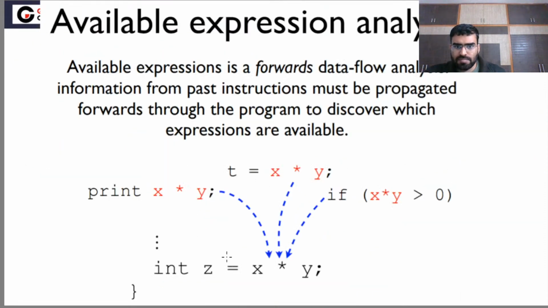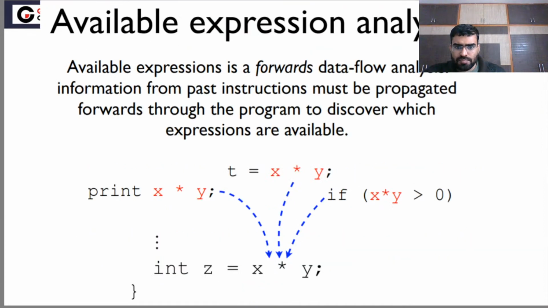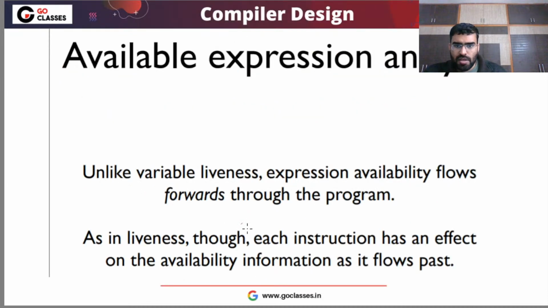Okay, like this, you can do. So now, available expression analysis is a forward data flow analysis. It is forward because we are going in the forward direction. Information from the past instruction must be propagated to the next instruction. So this is a forward analysis. Now, what is the next point?